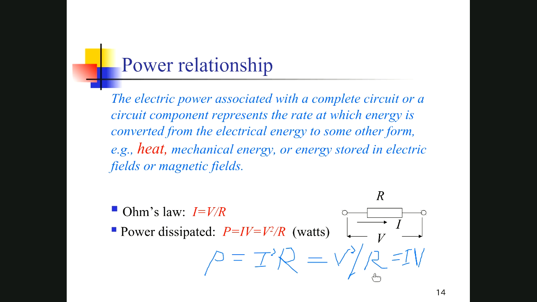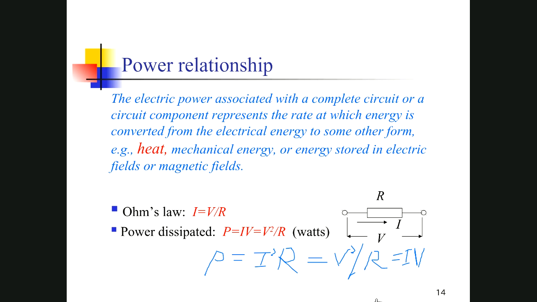So the resistor represents the user, voltage represents the source, and current represents the power flow. Actual power depends on the product of the voltage and the current. That's the power relationship. It is easy to remember these formulas if you know the logic. When the current is 0, the power is 0. When the voltage is 0, the power is 0.